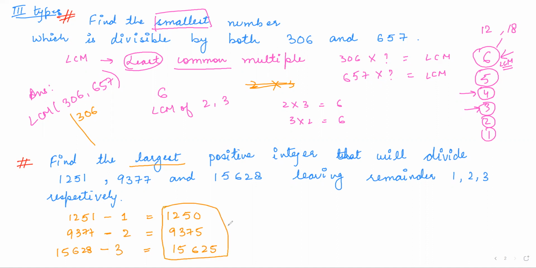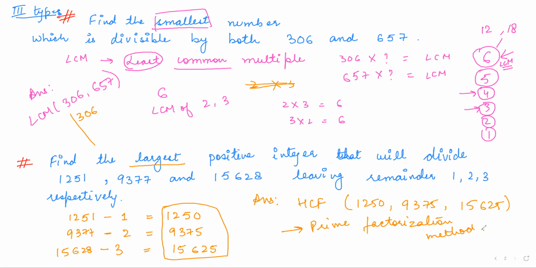So basically these are the three numbers, right? So the answer is you have to find the HCF of these three numbers: 1250, 9375, and 15625. I'm not doing it. You will use the prime factorization method and you will find it. Okay.